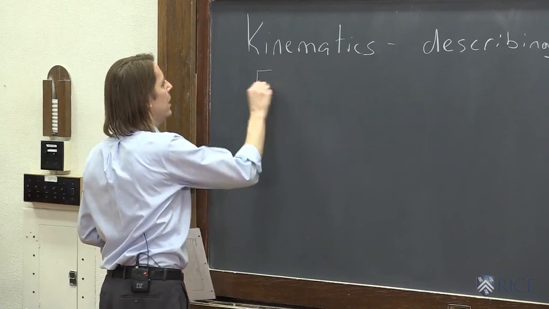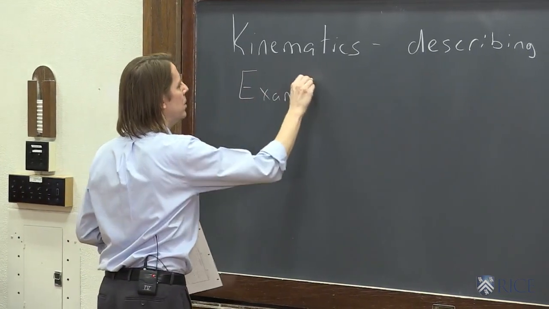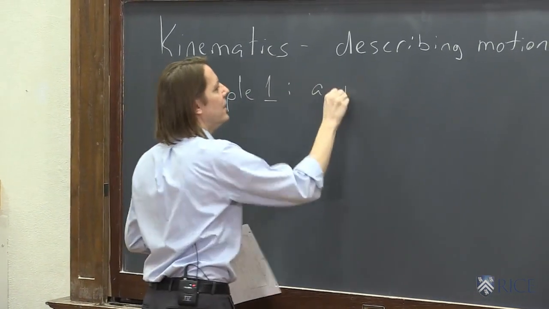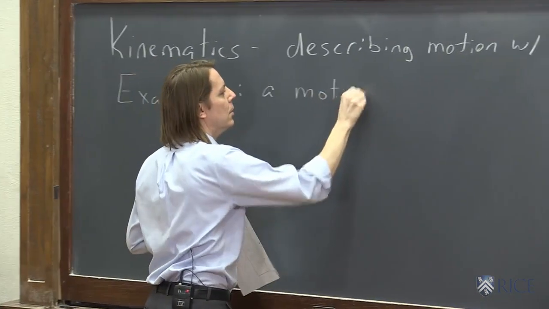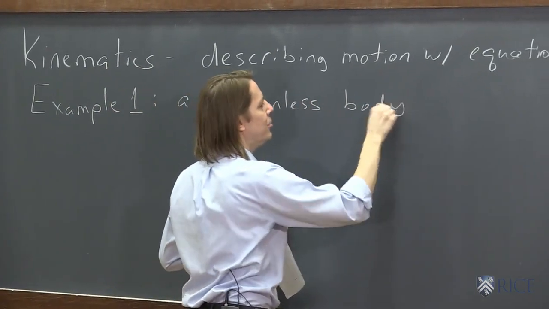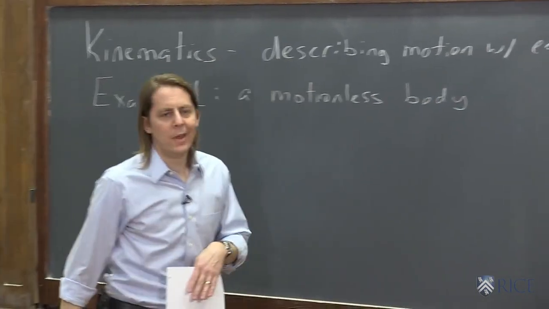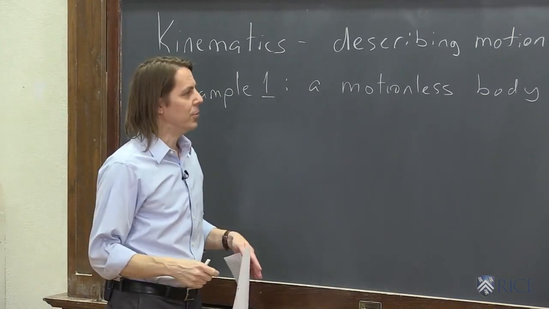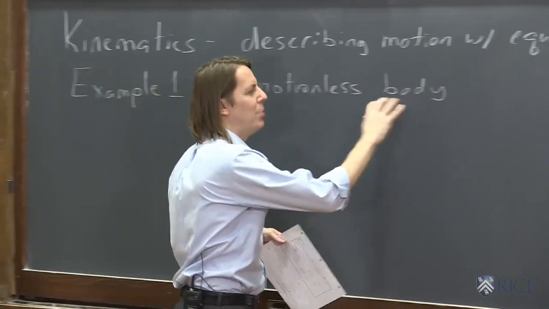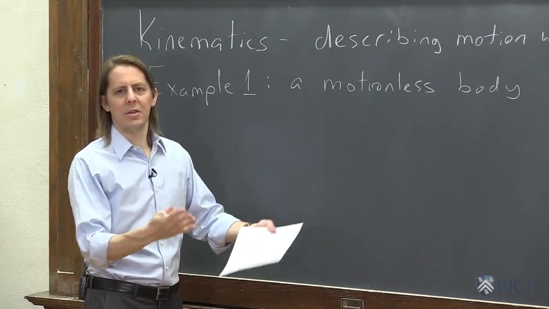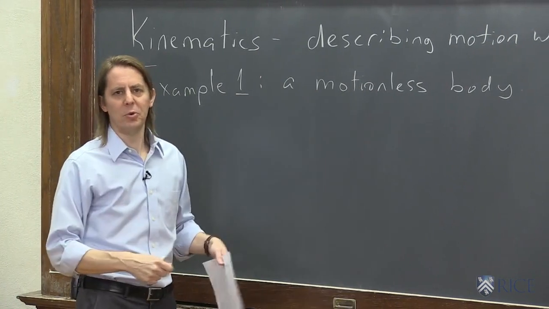So let's look at example 1. And example 1 is a motionless body. This is the simplest example we can do. A motionless body, for example, would be me on a dance floor. However, in physics, when we say body, we don't usually mean your body. We just usually mean any object that has mass, that we can think about its motion.